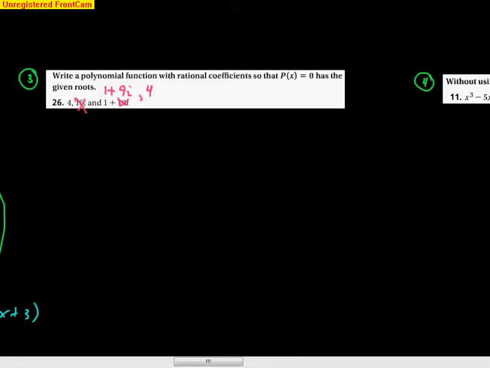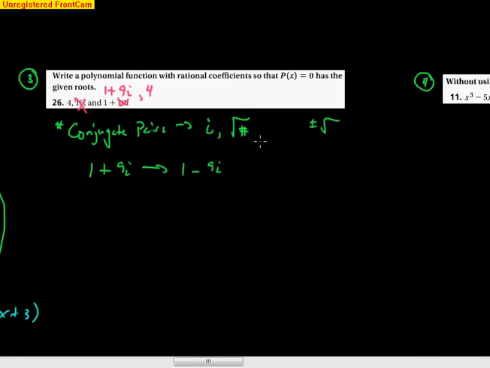Well, the first thing is you have to understand that some of these roots occur in conjugate pairs, and those are the ones that involve i or a square root. So 1 plus 9i involves i. If 1 plus 9i is a root, then 1 minus 9i is also a root. Remember, think about the quadratic formula. In the quadratic formula, there's a plus or minus in front of that square root. That's where it comes from.